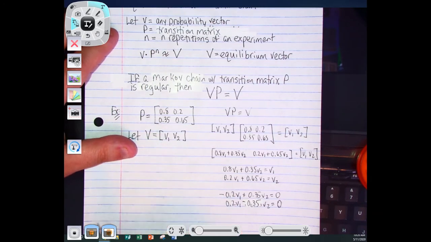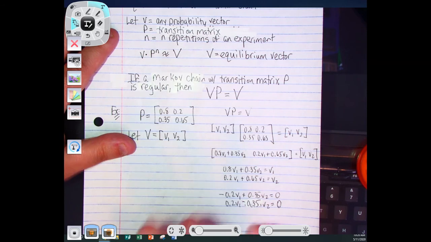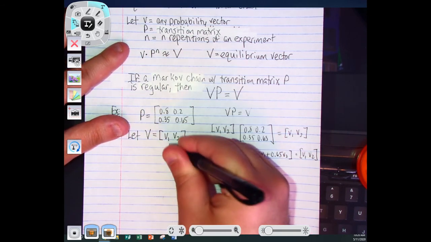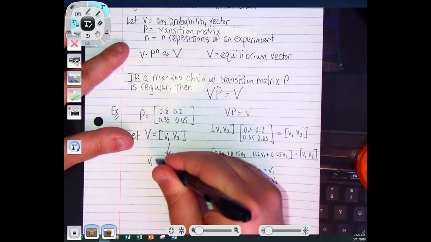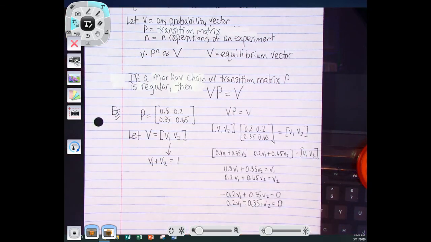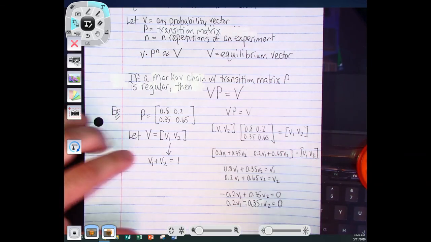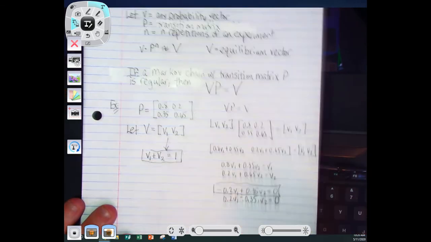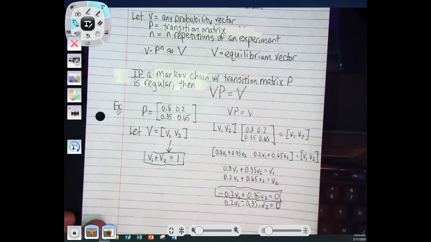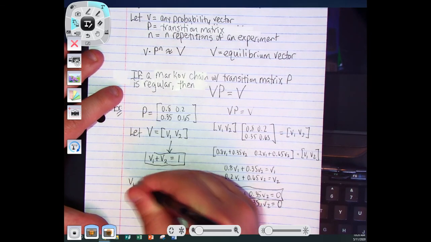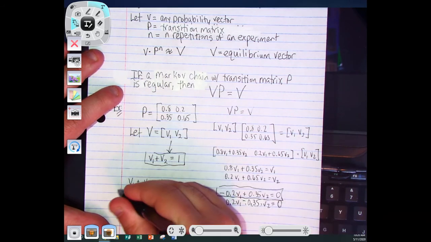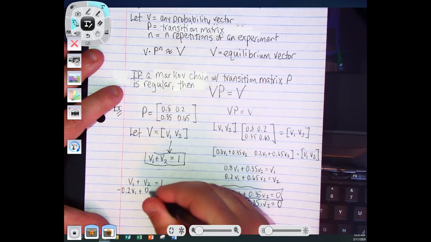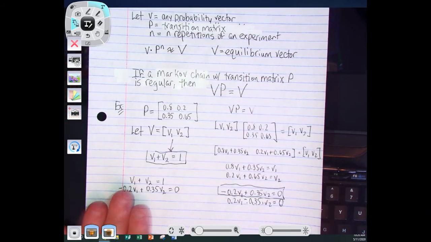If I go back to this probability vector V, remember that all probabilities of a given situation always add up to 1. So based on this, we know that V1 plus V2 is going to add up to 1. So now I can use this equation and this equation to solve the system in order to find our equilibrium vector. So we have V1 plus V2 is equal to 1, and we have negative 0.2 V1 plus 0.35 V2 is equal to 0. So now I can solve the system.